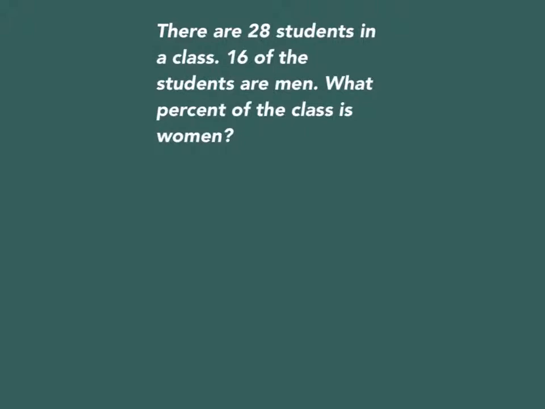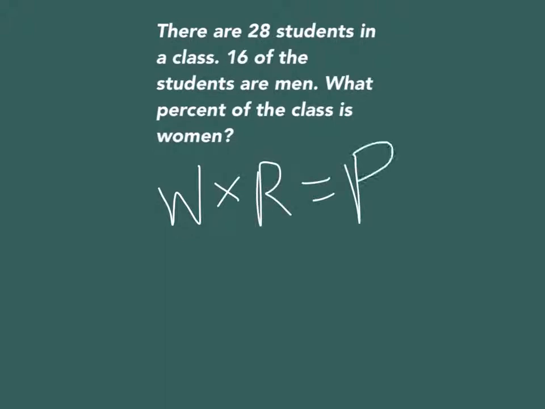So in any percent word problem, ideally what you want to have is, you know that whole times rate equals part. So you want to have at least two of these variables, and you want to know what it is they're looking for. So right here, they're looking for rate. How do I know that? Because it says what percent of the class is women. So I know that that's rate. So all I'm missing now is my whole and part.